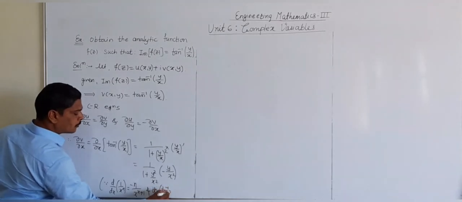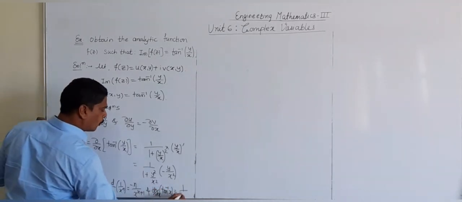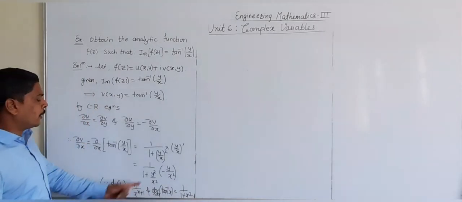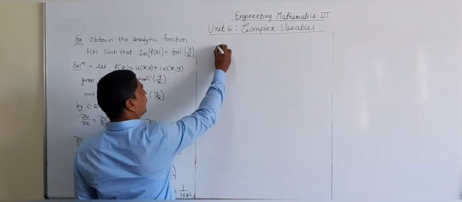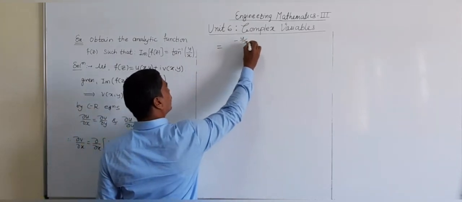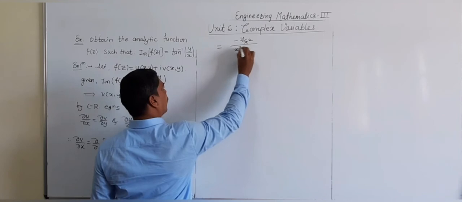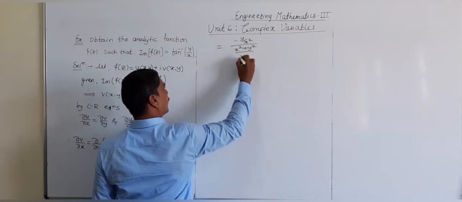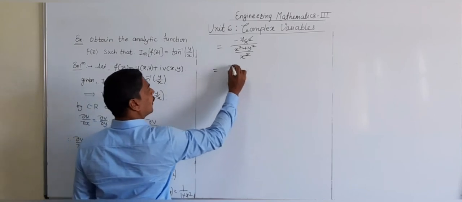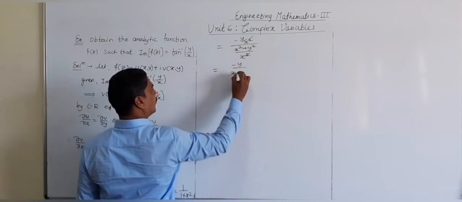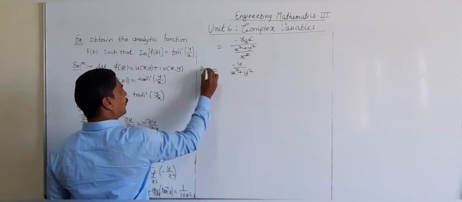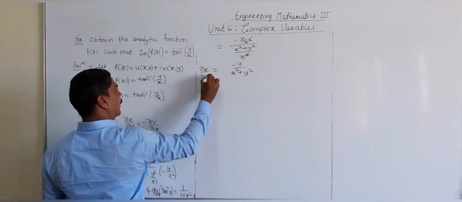And d/dx of tan inverse x is equal to 1 upon 1 plus x square. So using these two standard formulae we get this function, and after simplification we get minus y upon x square divided by x square plus y square upon x square. So the denominator is the same, so that will cancel and the remaining function becomes minus y upon x square plus y square. So this is the partial derivative of phi with respect to x.